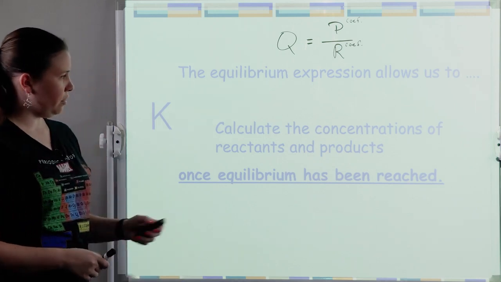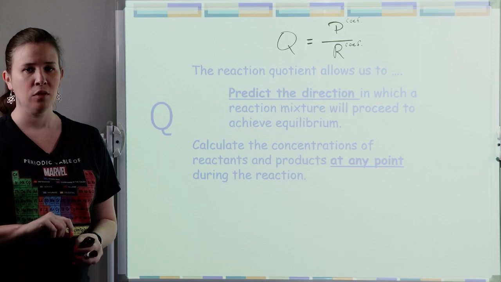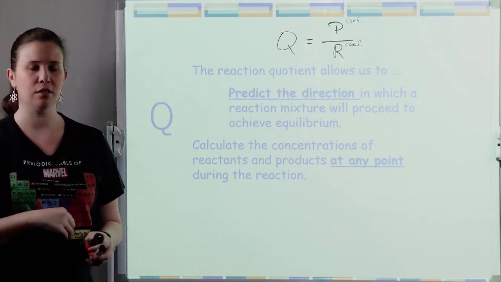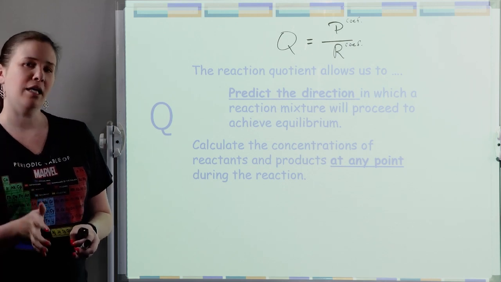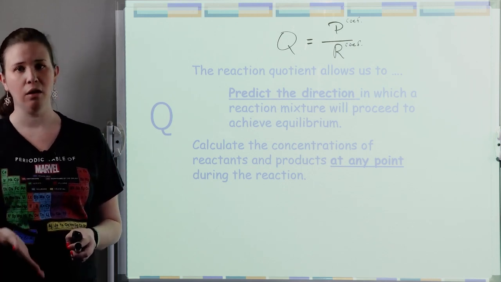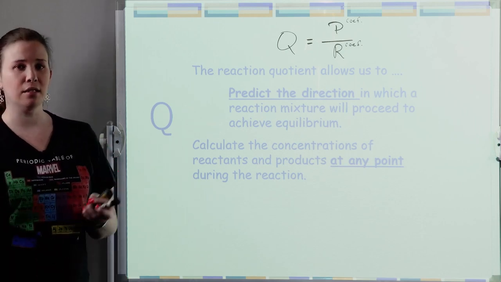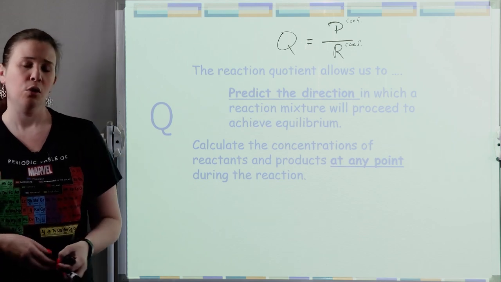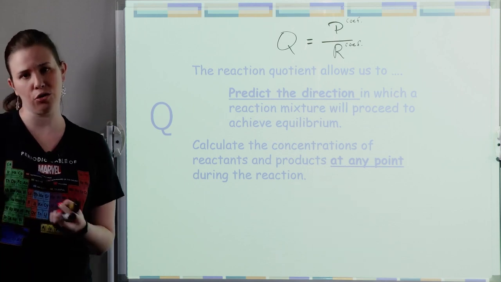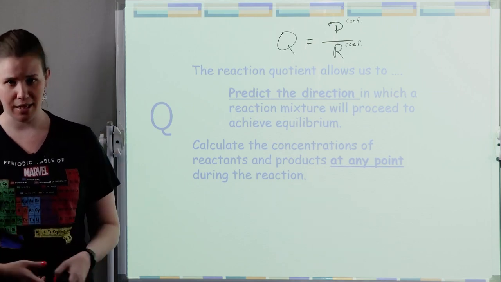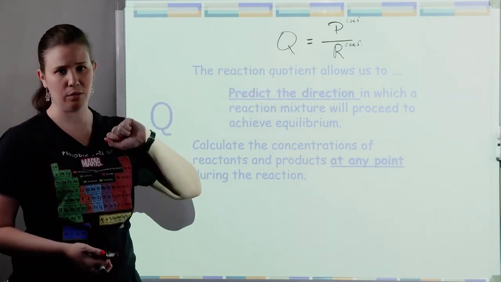So we're going to calculate Q in the exact same way that we calculated K. The math is literally the same. You're still going to put your product on top, your reactant on the bottom, and raise everything to its coefficient. What Q allows us to do is compare our ratio to the ratio at equilibrium, the K value, and see if we happen to be at equilibrium, or if we need more of the forward reaction or more of the reverse reaction. Which direction do I need to shift in order to get to K? So Q is the same ratio, but not necessarily at equilibrium.